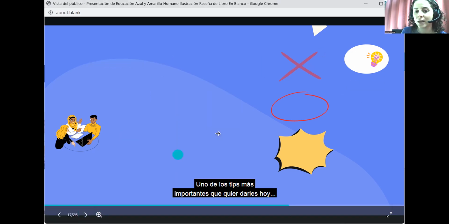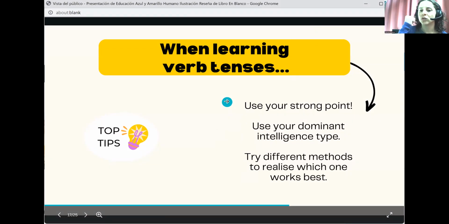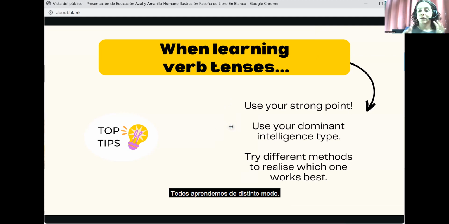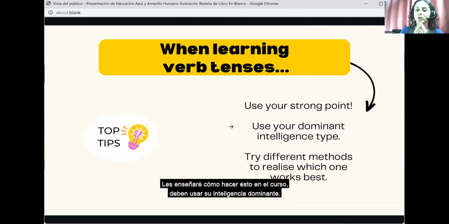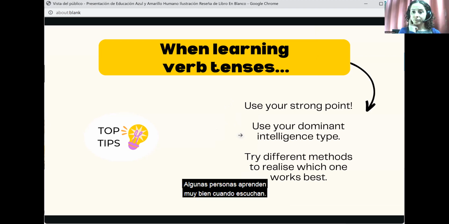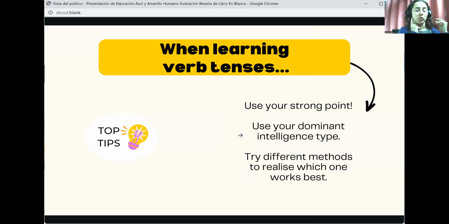So look, the top tip, the last one of the most important tips that I want to give you today: use your strong point. Not everyone learns in the same way. We all have different types of learning. I will teach you how to do this in the course. You need to use your dominant intelligence type. Some people learn very well when they listen. So these people need to repeat sentences all the time. They need to find examples. They need to listen to songs. They need to receive recordings from the teacher. They need to listen to it many times and it sounds correct to them.